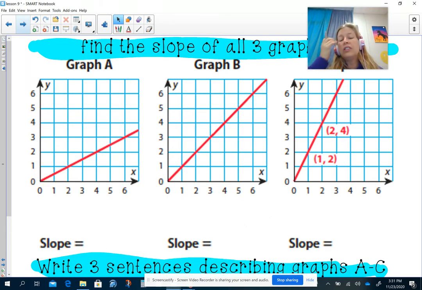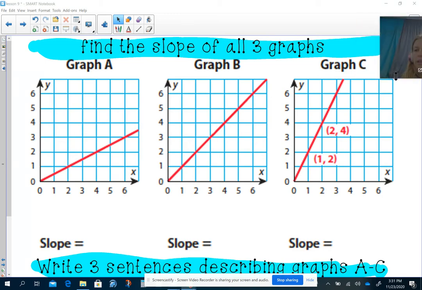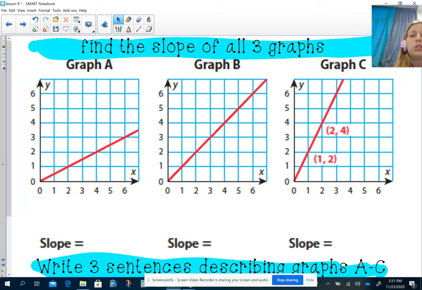Okay, so let's look at these 3 graphs. We're going to talk about the slope of these graphs, okay? So what I want you to do first, I want you to pause my video. Of course, this last one is graph C. When I say pause, you're going to find your slope of graph A, graph B, and graph C. And then try to see if you can write 3 sentences describing your graphs, okay? And that's what we're also going to do together. But I want you to have time to do it on your own before we go over it. So pause my video, find the slopes of your graphs. Go, pause.